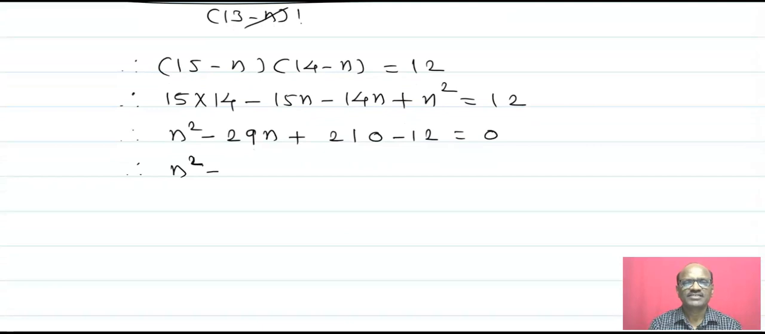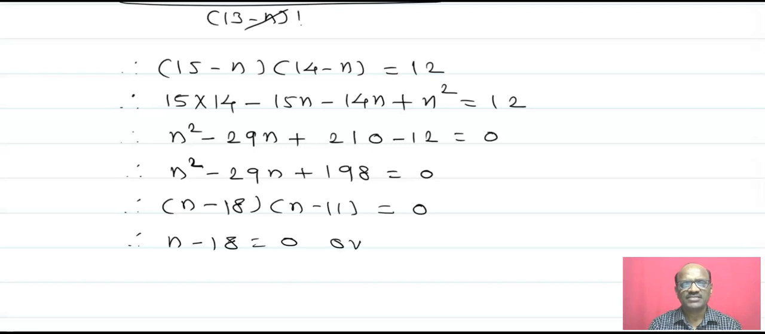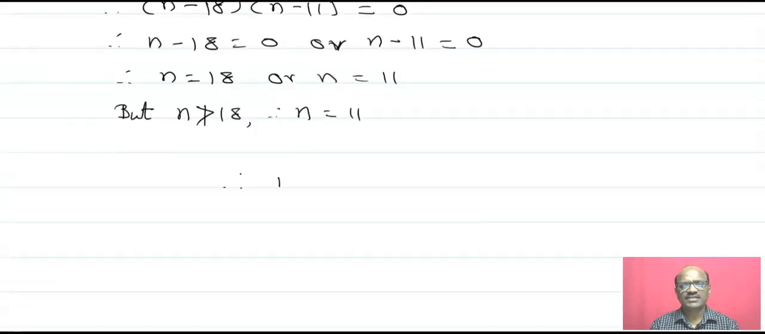Now we will factorize. This is the quadratic equation n² − 29n + 198 = 0. (n − 18)(n − 11) = 0. That's why n − 18 = 0 or n − 11 = 0, so n = 18 or n = 11. But n is greater than 18 is not possible. Therefore, we take the value n = 11.